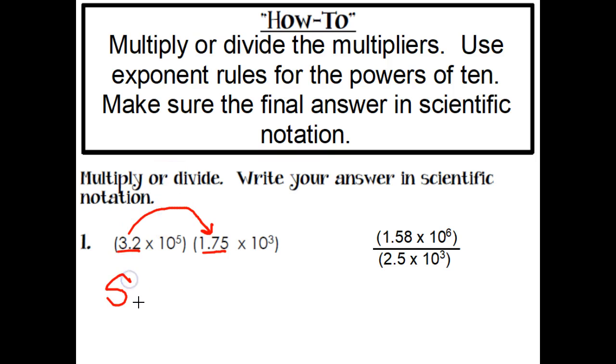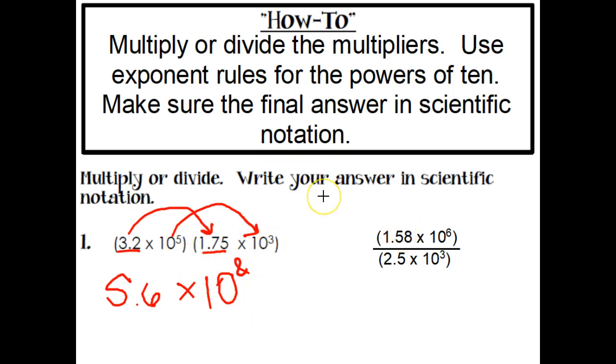So 5.6. And then 10 to the fifth times 10 to the third is going to give you... multiply exponents. Put your hands up. What do you do? Multiply exponents, keep the base and add the exponents. I can see Jordan doing that now. So 5 plus 3 is 8.